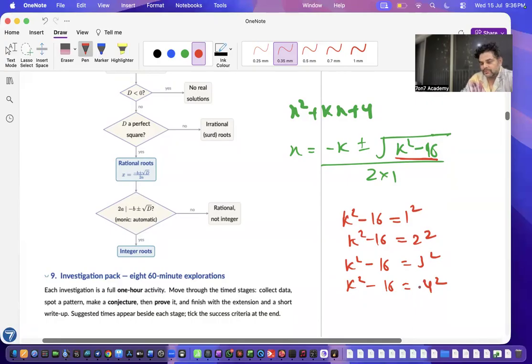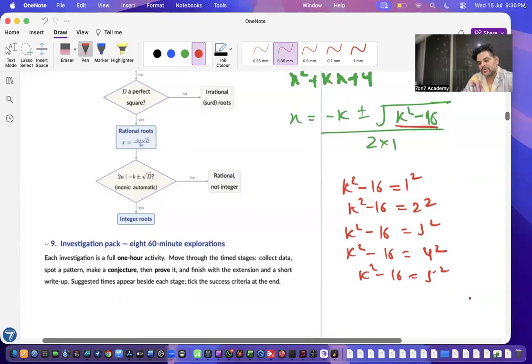So here 4 square. The moment you write 5 square, it won't work. Will it work? Think, will it work here? If I have k square minus 16 is equal to 5 square, will it work? No. Why? So it works everywhere.